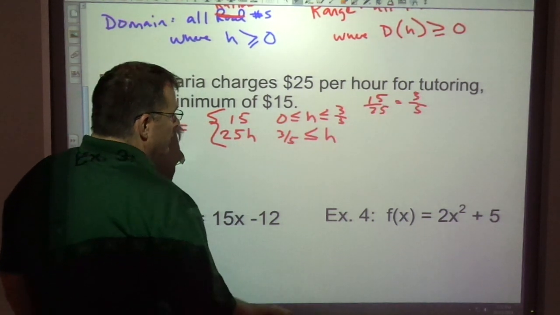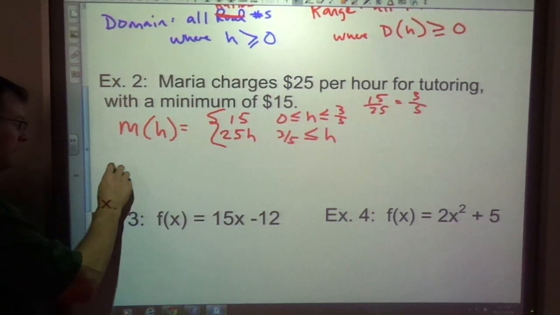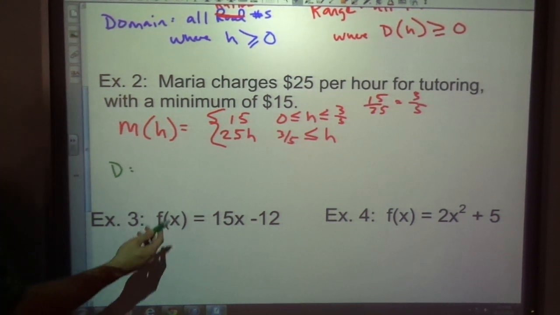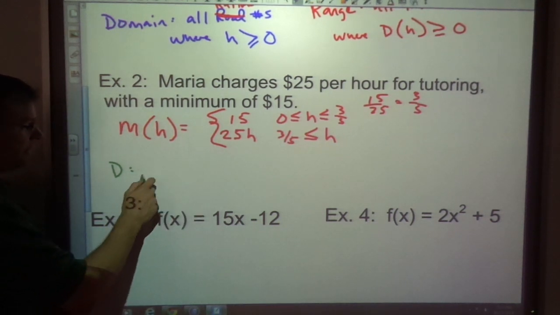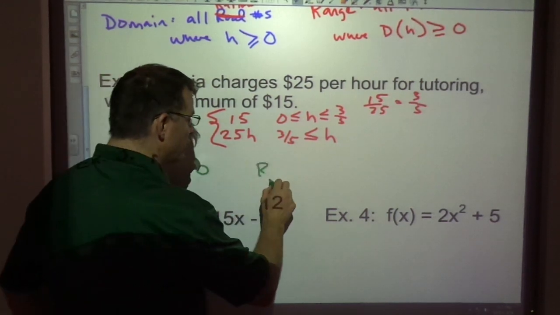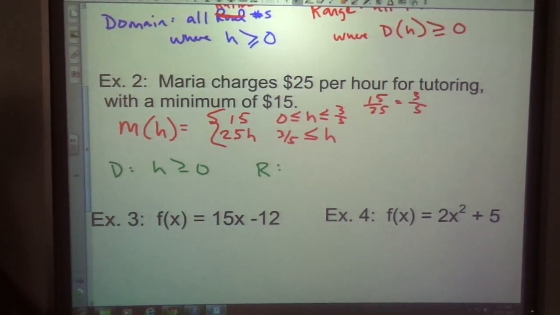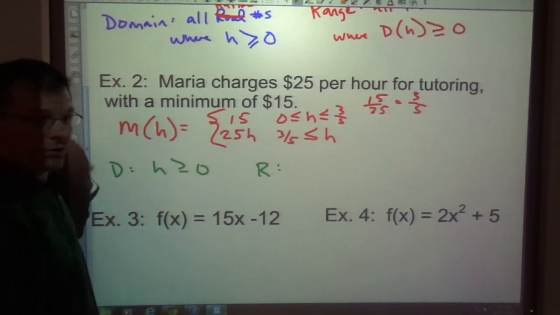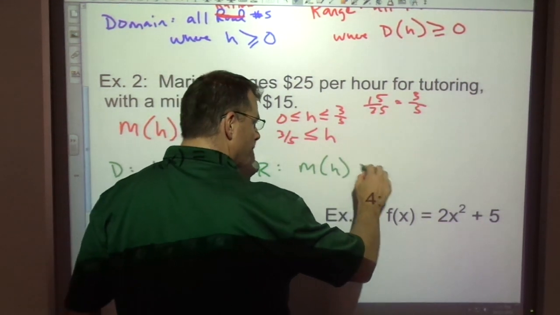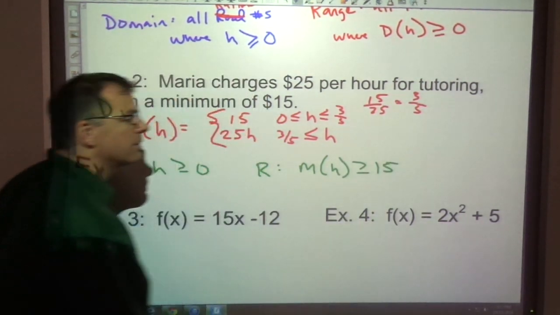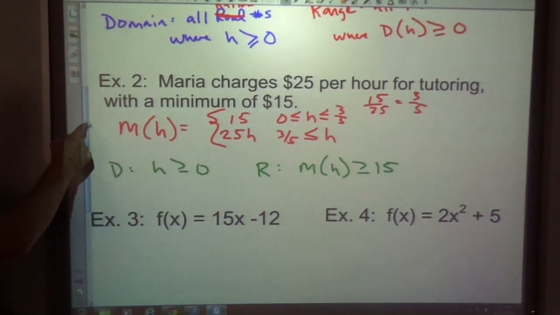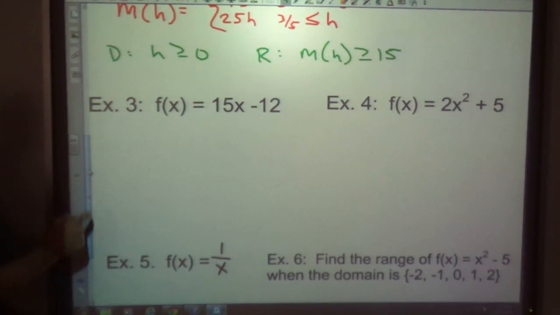Okay? So, what's our domain? The possible things, the possible hours she could work. Not negative, 0 or above, right? So her hours are 0 or above. And the range, how much money is she going to make? More than $15, 15 or above. So we would say the function is greater than or equal, she will make at least $15. Again, these are practical domains and ranges because they're in the context.